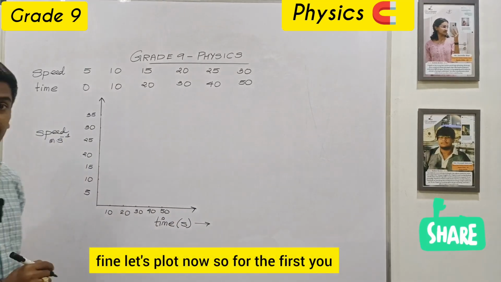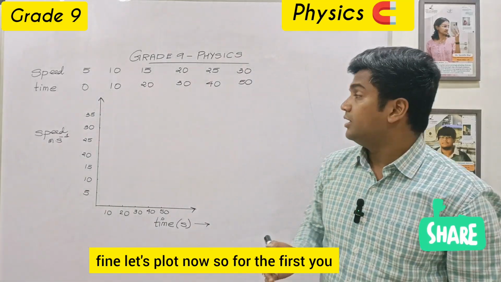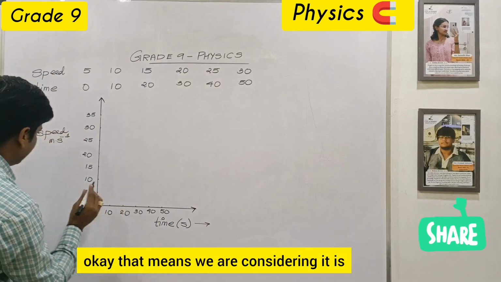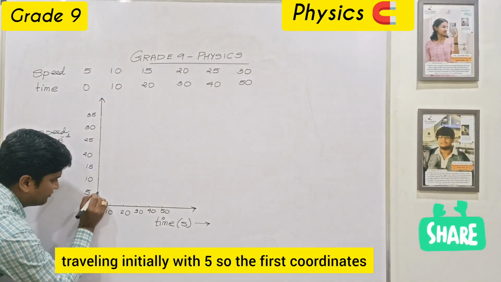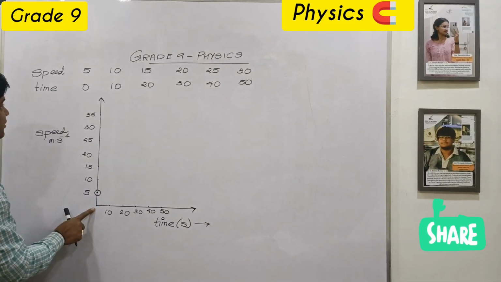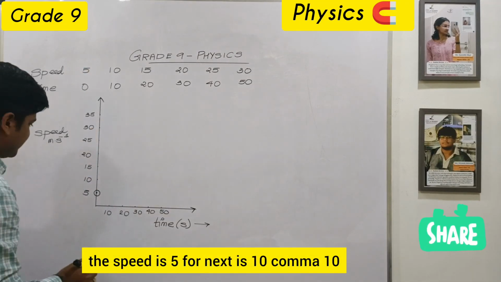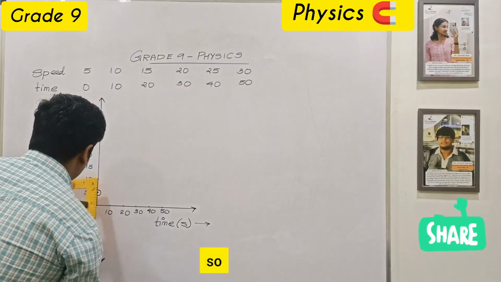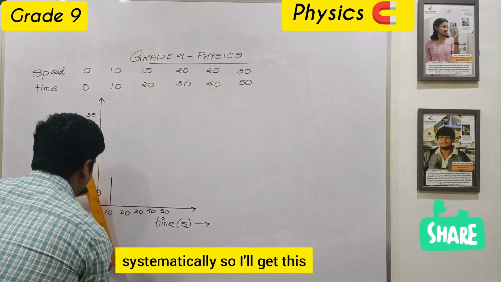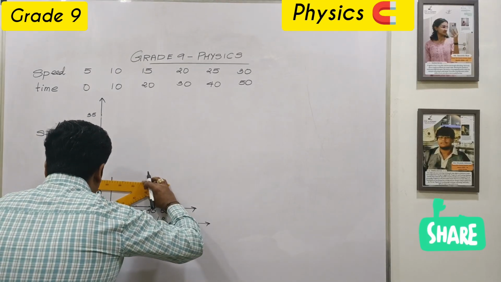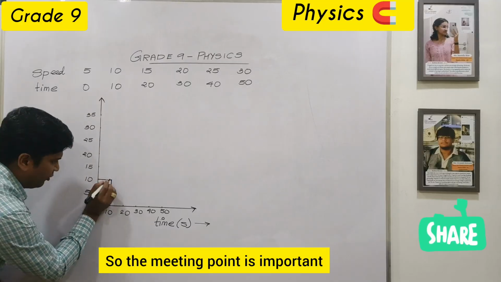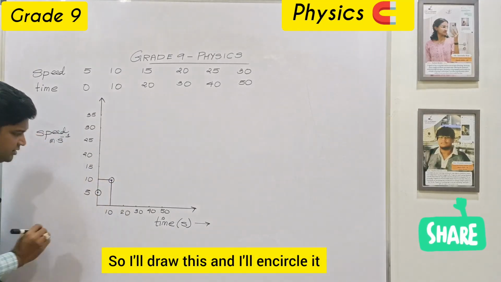Fine, let's plot now. For the first, check: the speed is 5 and the time is 0. That means we are considering it is traveling initially with 5. So the first coordinates are plotted here. For 0, the speed is 5. Next is 10, 10. If I go systematically, I'll get this as the meeting point. The meeting point is important, so I'll encircle it.